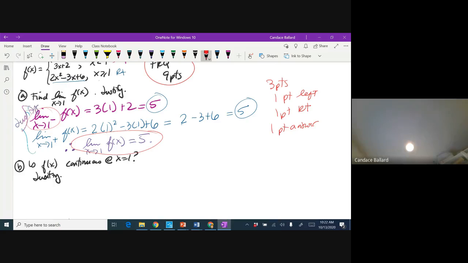So the next thing it's asking is, is it continuous? In order for it to be continuous, there's a couple of things that have to happen. The first thing we have to show is that the limit as x approaches whatever this is, in this case 1, exists, which we know from part A. We have to show that f of whatever the value is exists. And then we have to show that the limit as x approaches 1 equals f of that value. So we have to show those things.